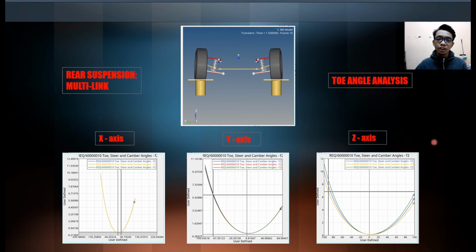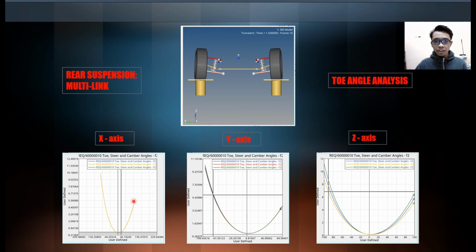Now we move to the rear suspension, which is the multi-link. This is the front view of the multi-link suspension. Same as the front suspension, we use the same parameters on the same axes, which are x axis, y axis, and z axis, and also the same analysis, which is the toe angle analysis.